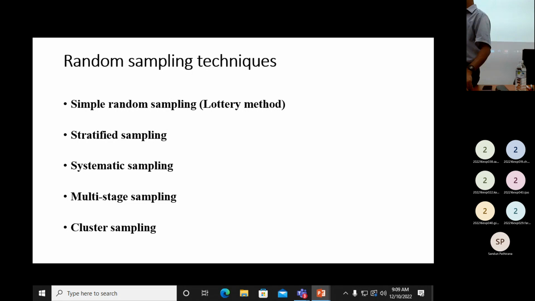Right, now we write down: giving equal opportunity to all the items of the population to be selected into the sample, if we select our sample like that, that is called simple random sampling.